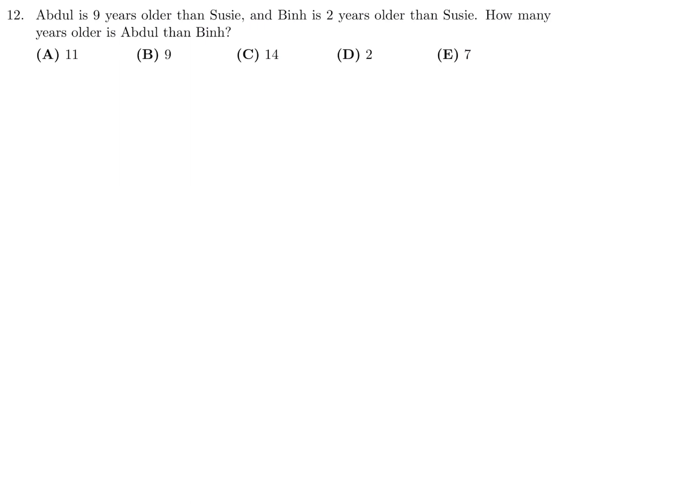Abdul is 9 years older than Susie. Bin is 2 years older than Susie. How many years is Abdul older than Bin? So let's see here. Abdul is greater than Susie by 9, and then Bin is greater than Susie by 2.